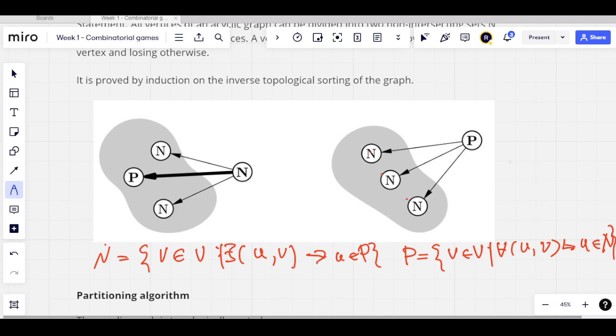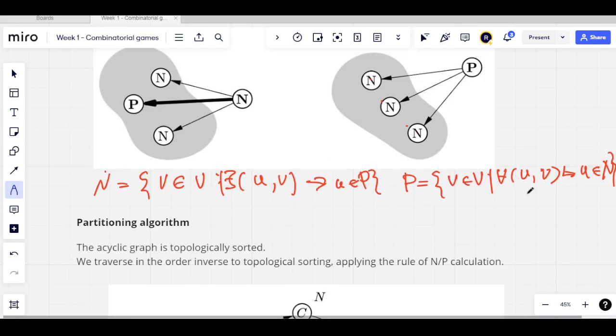Okay, and we just apply this step. This step is correct because all vertices adjacent from some vertex are visited, and we make only one set, and that's it.